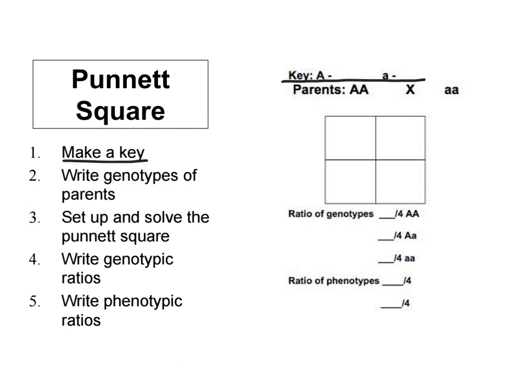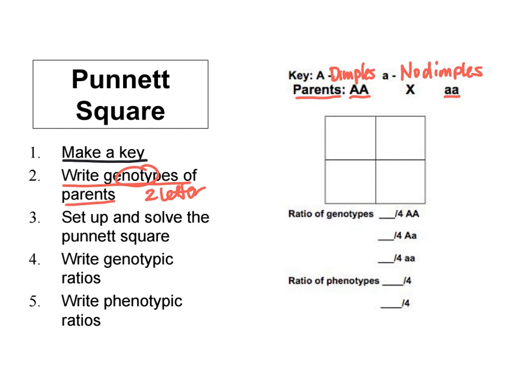Now I'm going to use dimples as my example again, and I know that dimples is a dominant allele. So big A is going to be dimples, and little a is going to be no dimples. That's my recessive allele. The second thing it tells me is to write the genotypes of the parents. Now remember that the genotypes is the 2-letter combination, and they have already done that for me. So if I look up here, I can see the parents. I can see one parent is big A, big A, and one parent is little a, little a.